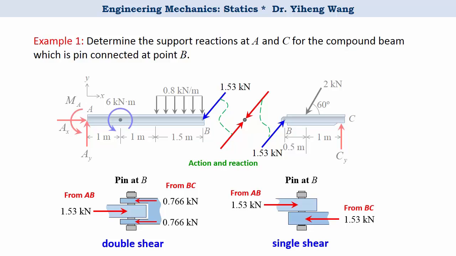This analysis is very important in the design of the connection. We need to consider this when we choose the appropriate material and size for the pin, and this will be discussed in the course Mechanics of Materials.